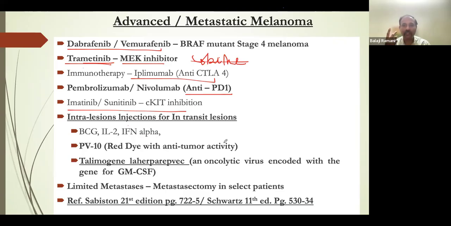Now, you get these in-transit lesions and satellite nodules, so you have other techniques which can be used. For the in-transit, there is one viral vector that came as a question, which is an oncolytic virus, Talimogene laherparepvec. This is an oncolytic virus. This is a gene therapy. This is your gene therapy encoded with GM-CSF that is found to be highly effective.